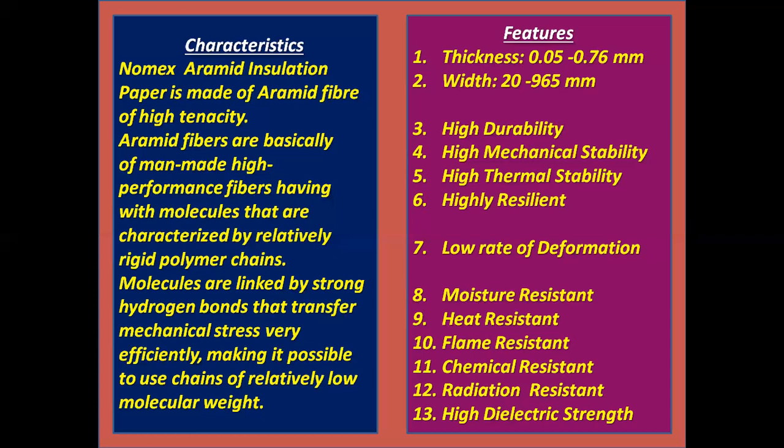Features. Thickness of Nomex Aramid insulation is of the order of 0.05 to 0.76 millimeter. Width 20 to 965 millimeter. Number 3, high durability. Number 4, high mechanical stability. Number 5, high thermal stability. Number 6, highly resilient. Number 7, low rate of deformation.